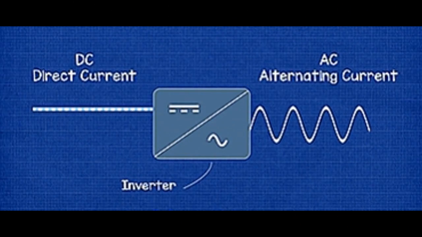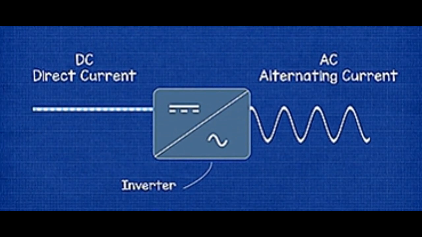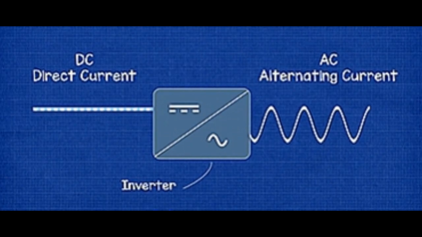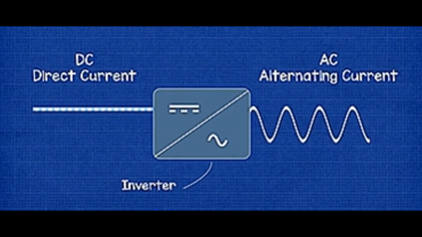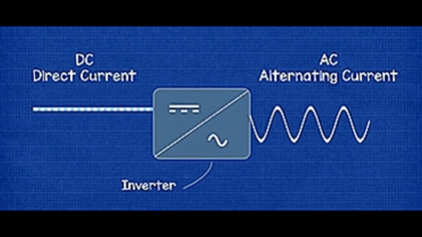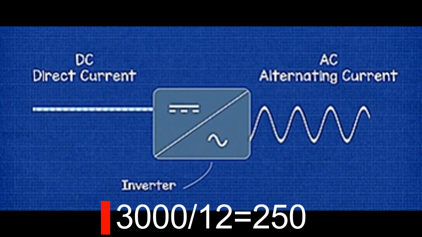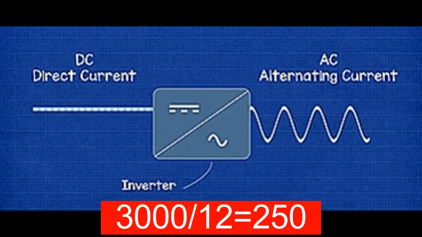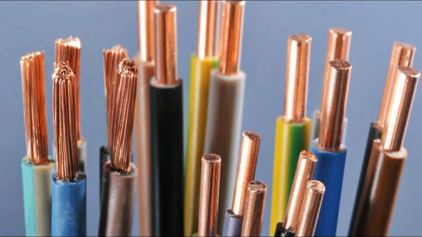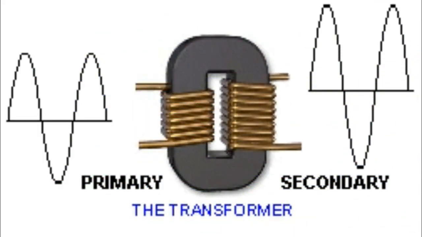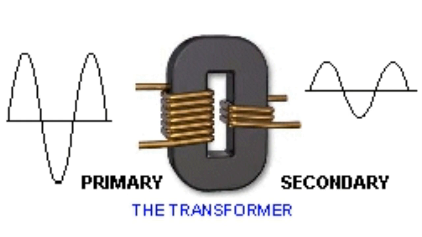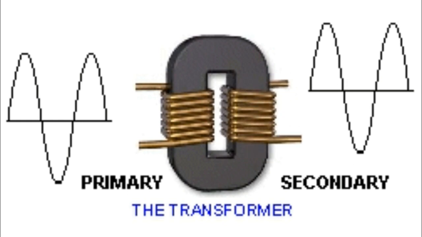Now let's look at the input. We still need 3000 watts, but this time the voltage is only 12 volts. So, that's a lot of current, and that means big cables. So you can see, getting a large voltage from a small one using a transformer is easy, but getting the power is a problem.